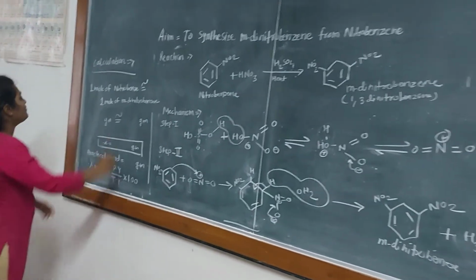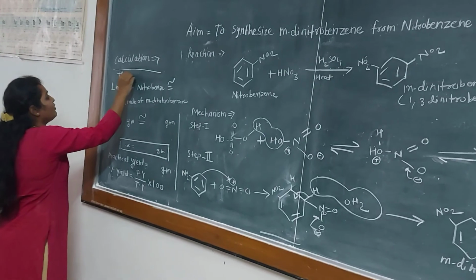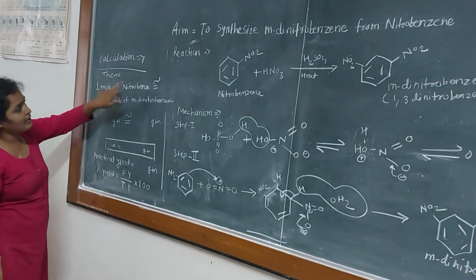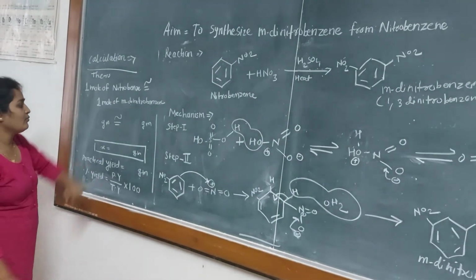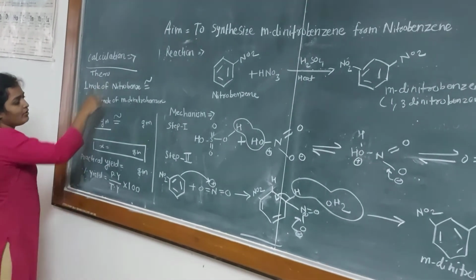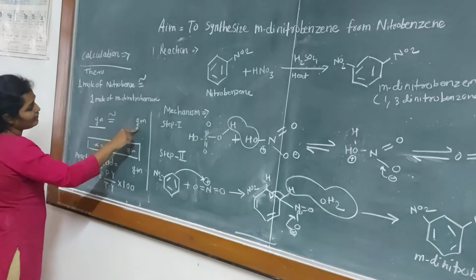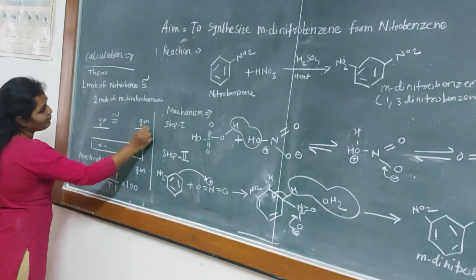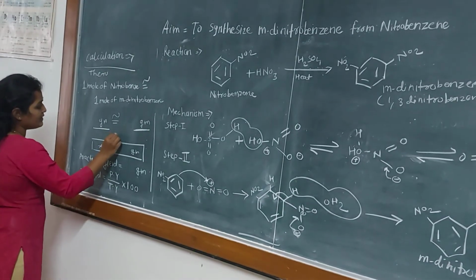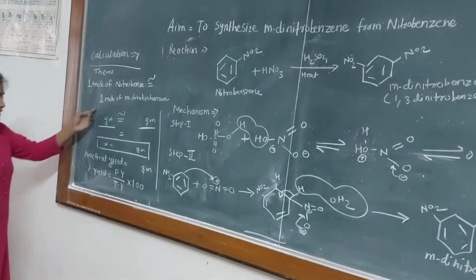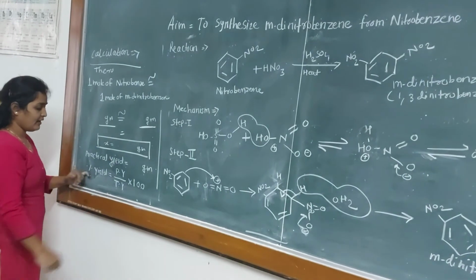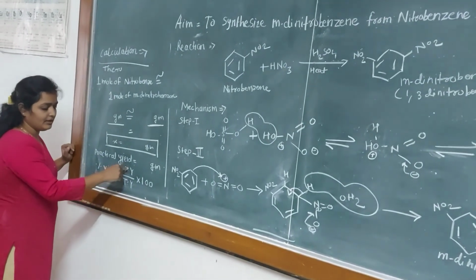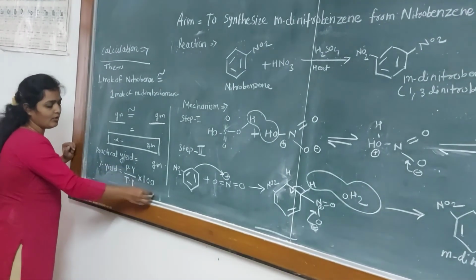In that calculation, first the theoretical yield: 1 mole of nitrobenzene is equivalent to 1 mole of meta-dinitrobenzene. Then add the molecular weight of nitrobenzene, which is equivalent to the molecular weight of meta-dinitrobenzene. Then X is equal to the theoretical yield, then the practical yield, and percentage yield is equal to practical yield divided by theoretical yield times 100.